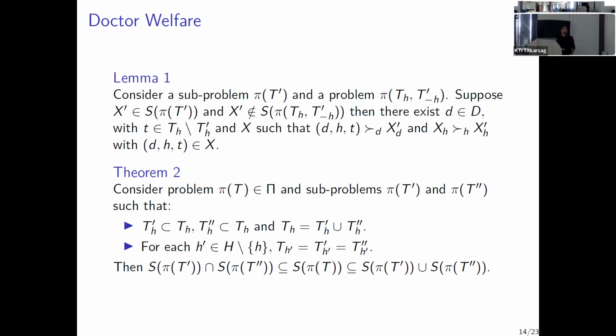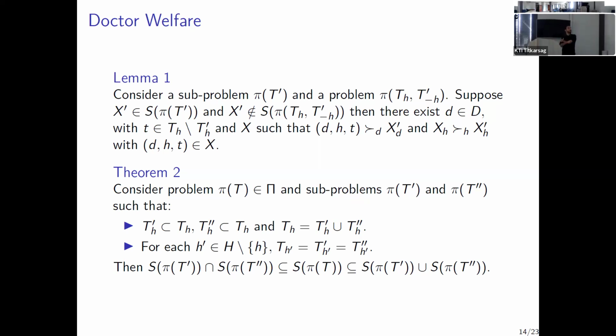Then this pretty ugly thing happened, which is if an allocation is stable in both subproblems, then by construction, it will also be stable in the main problem. So if you consider, for instance, a graph, if you have two graphs, you consider the union of the set of stable allocations, then as by construction, you didn't have other edges, then you always have the same allocations, which are stable in both.